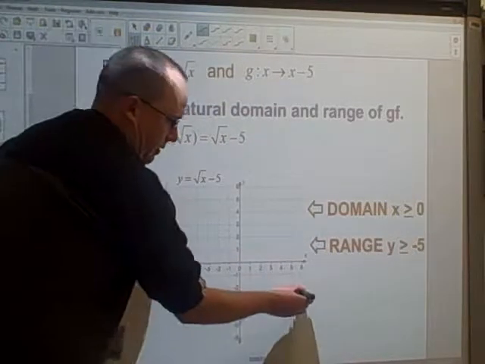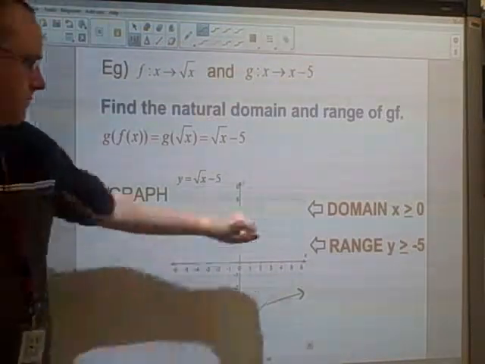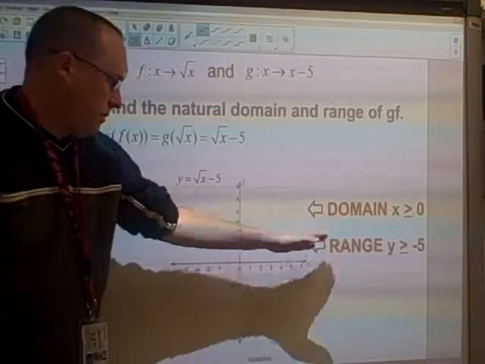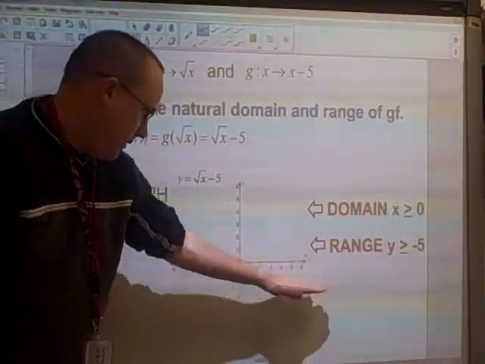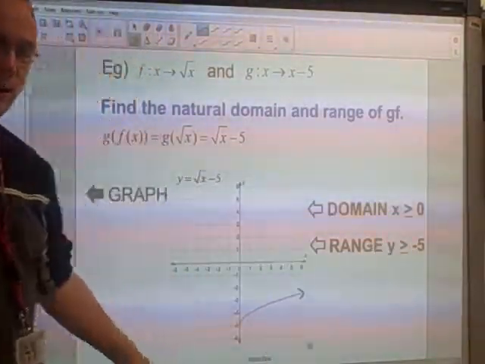And then we can start to figure out what we can have as our values. So you can see there's no negative values here, but we are allowed 0, so x is greater than or equal to 0. For our range, we can see the smallest value is negative 5, and it looks like our highest value here is like negative 2, something like that. You've got to remember this graph continues forever and ever and ever.